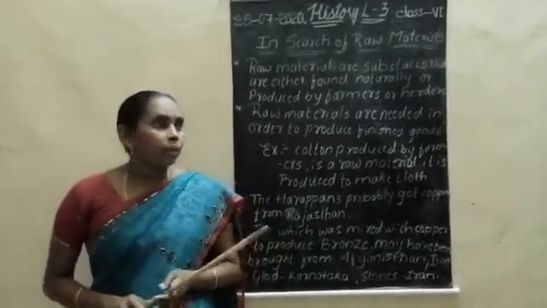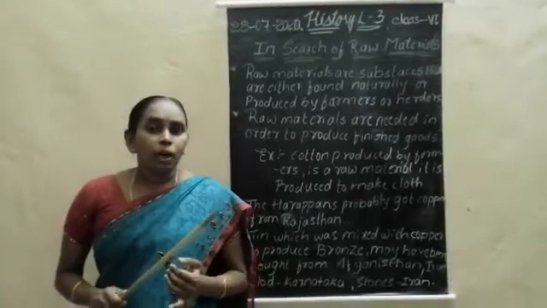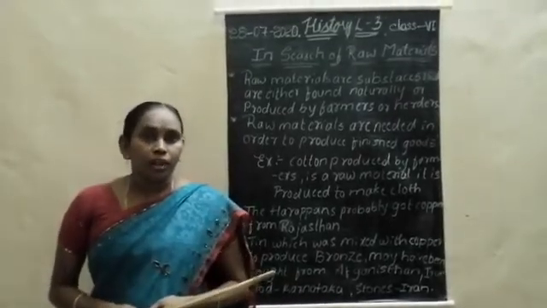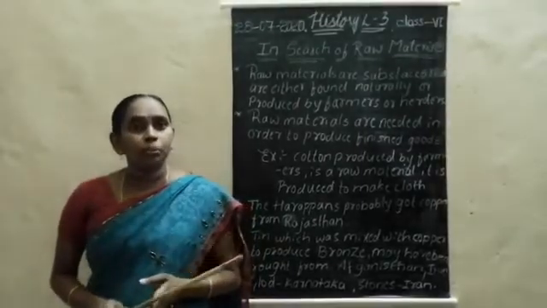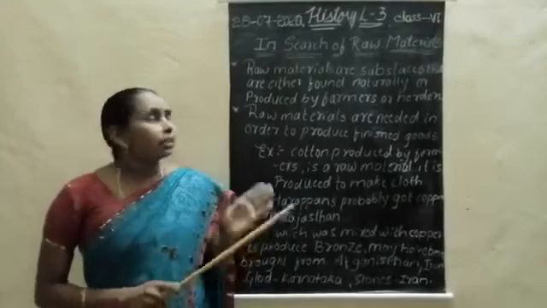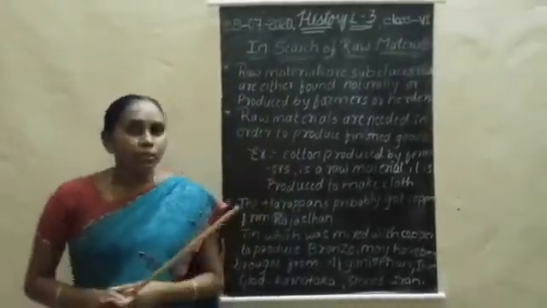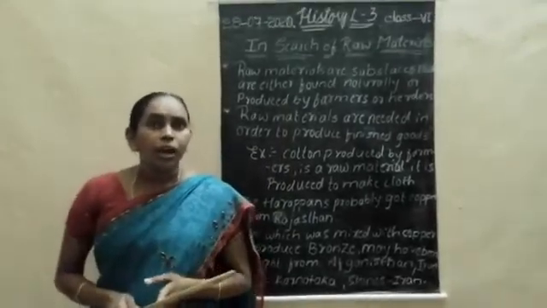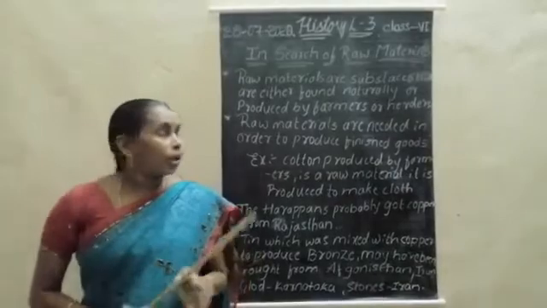All these raw materials: where did the Harappa and Mohenjo-daro people get them, where did they bring them from, and how were they produced? Today let us see in the paragraph, In Search of Raw Materials. The archaeologists found where the Harappa and Mohenjo-daro people found their raw materials.